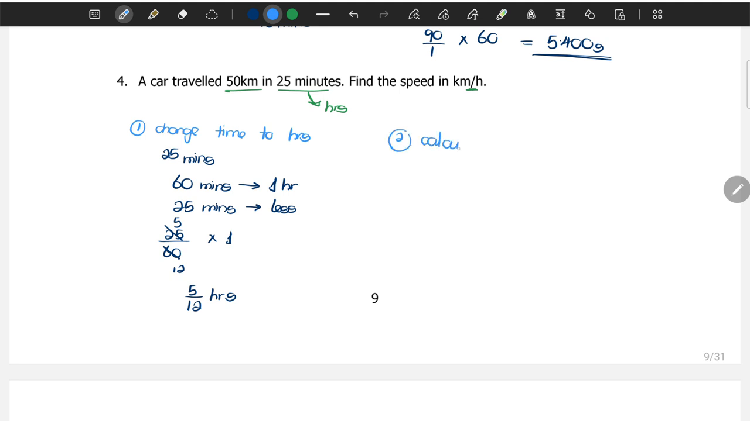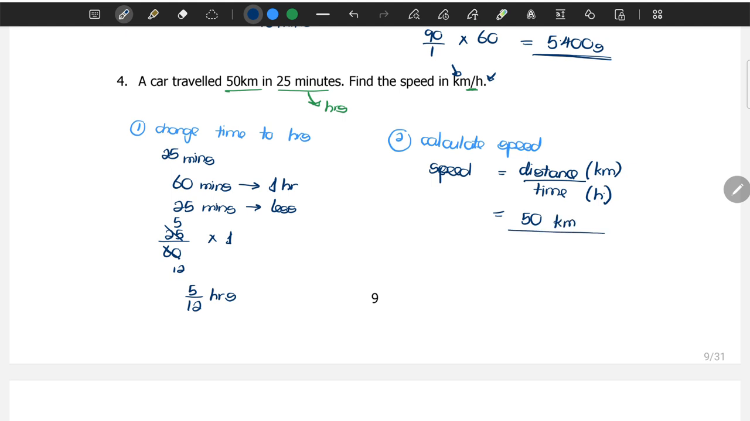And now we calculate the speed. So speed, even looking at the units, you see that it's units of distance divided by units of time. So speed is distance divided by time. In this case, distance in kilometers and time in hours. So the distance, we have it as 50 kilometers.